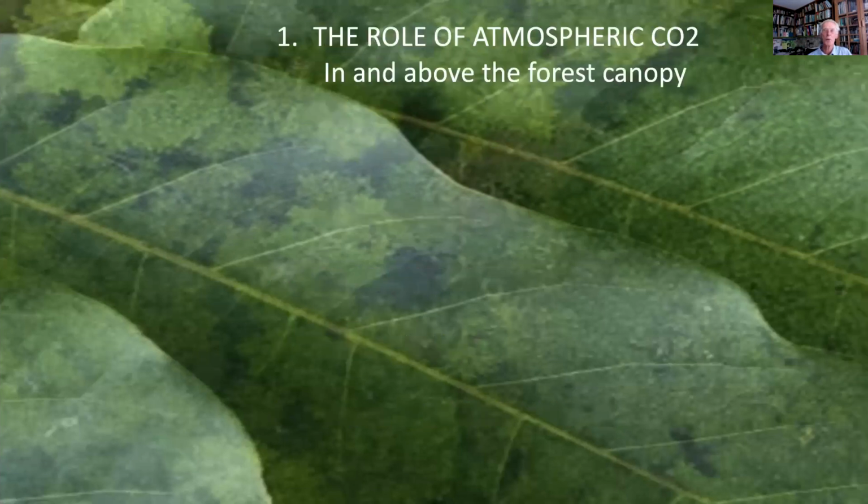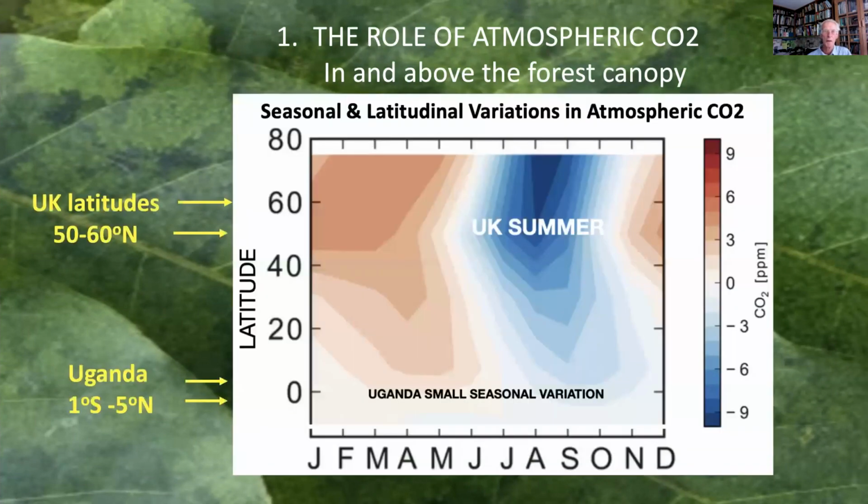So first of all, the role of atmospheric CO2 in and above the forest canopy, because it's the CO2 in the air around the leaves which is important. Well, of course, there is a seasonal and latitudinal variation in the amount of atmospheric CO2. So if we look at the UK latitude between 50 and 60 degrees north and compare that with Uganda, that's on the equator, 1 degree south, 5 degrees north.